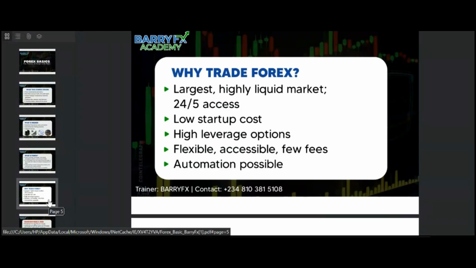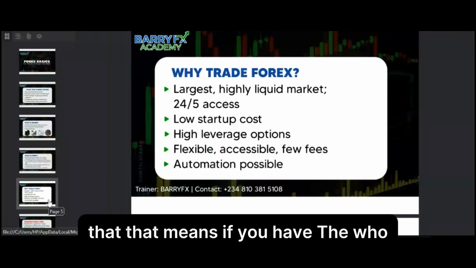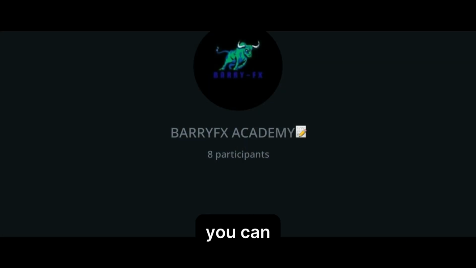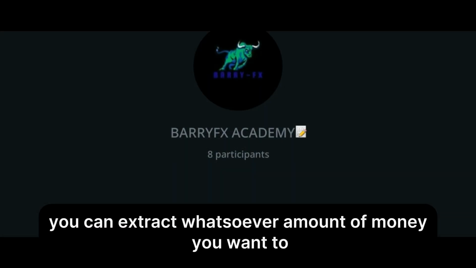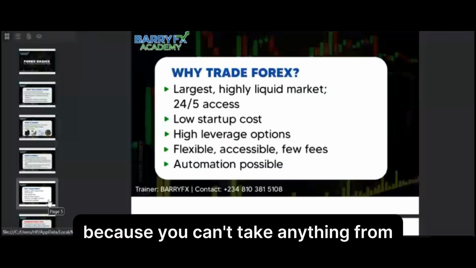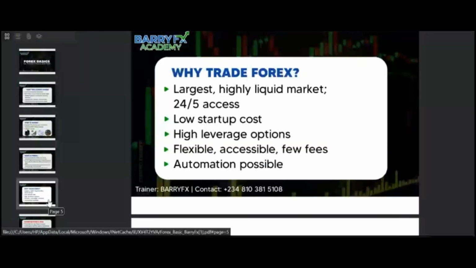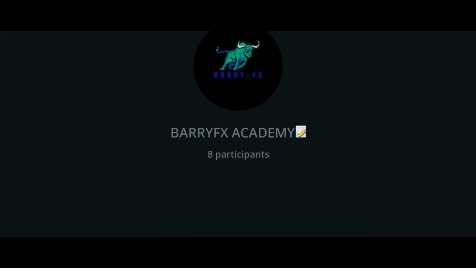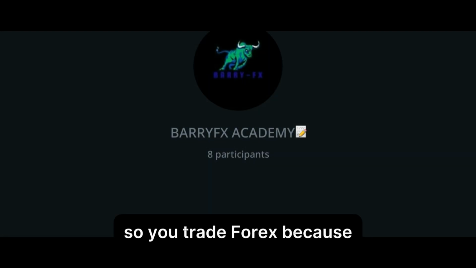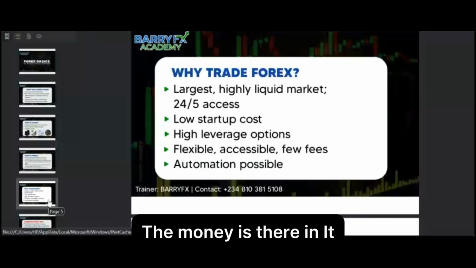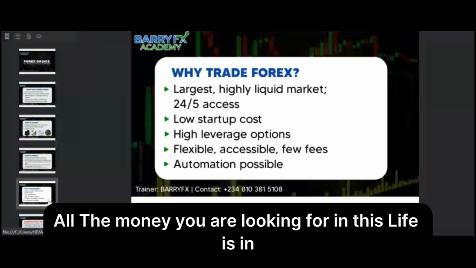You understand? So imagine you being in a market like this. That means if you have the knowledge, you can extract whatsoever amount of money you want to, and the money will still be there, because you can't take anything from a market that runs in trillions of naira, trillions of dollars. So you trade forex because the money is there in it. It has all the money. All the money you are looking for in this life is in forex.